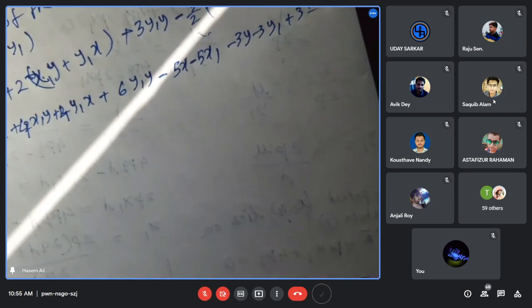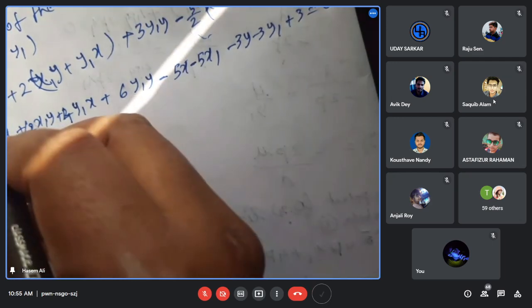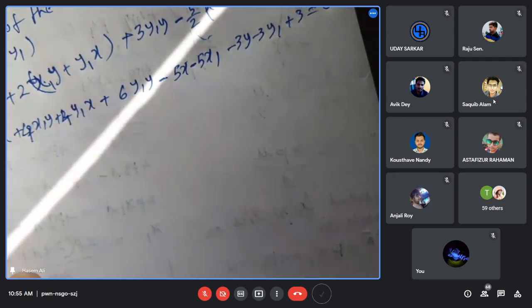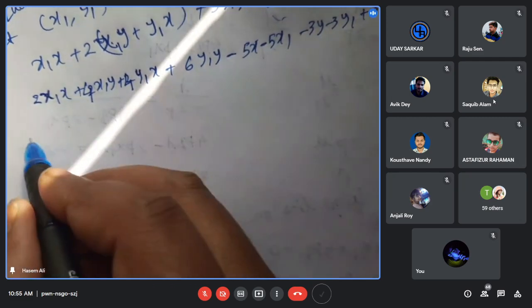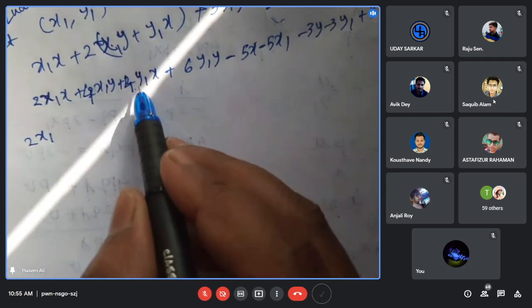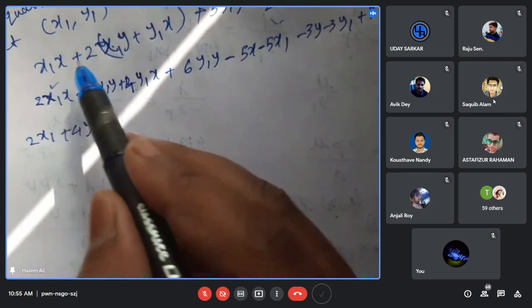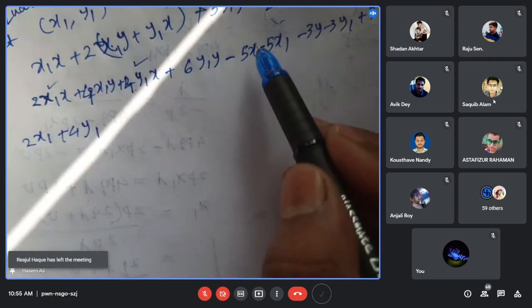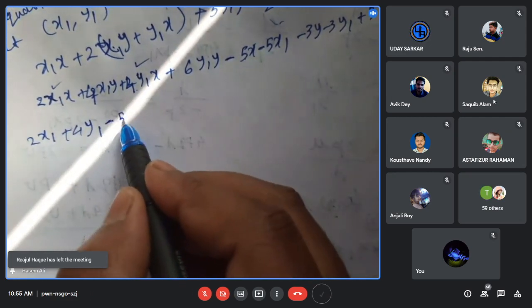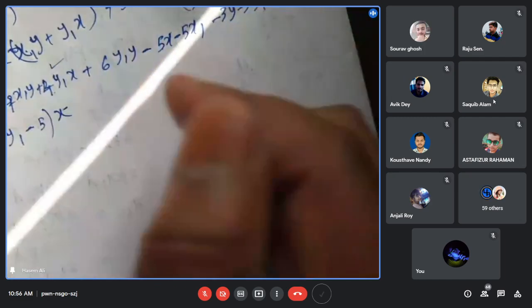Now write the coefficient of x. Coefficient of x, that means here 2x1, here 4y1, so 2x1 plus 4y1 and minus 5 into x. Now write the coefficient of y.